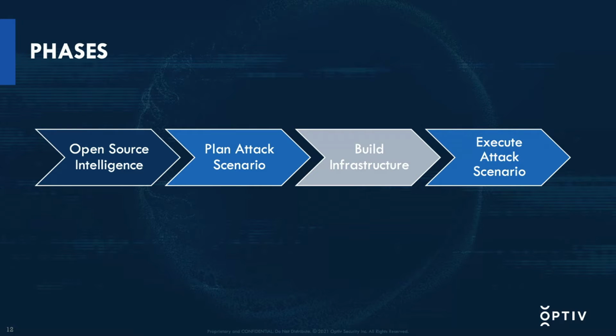Next. The phases of a phishing engagement include open source intelligence, planning the attack scenario, building the infrastructure, and executing the attack scenario. For open source intelligence, this is whenever you're going to be gathering information regarding the target that you are authorized to be doing this engagement for. And then the planning of the attack scenario is whenever you're going to be tailoring whatever information you do find, and you're going to craft that attack scenario, such as the email that you're going to be sending out to the targets that you are authorized to be targeting.